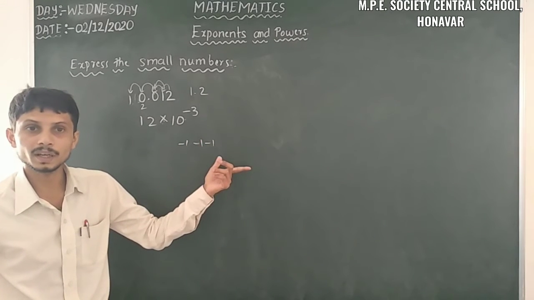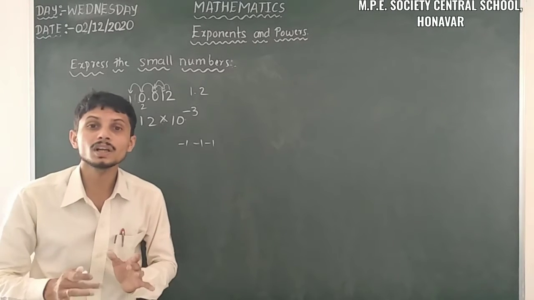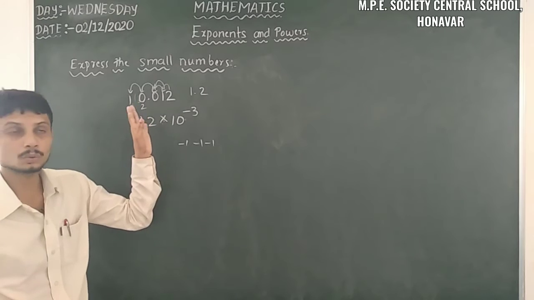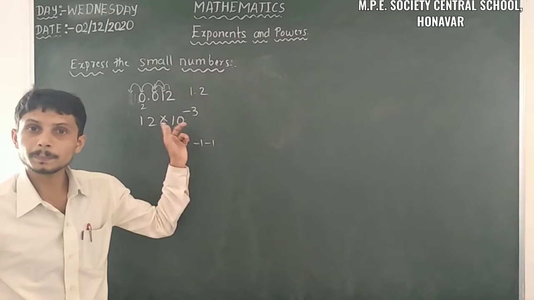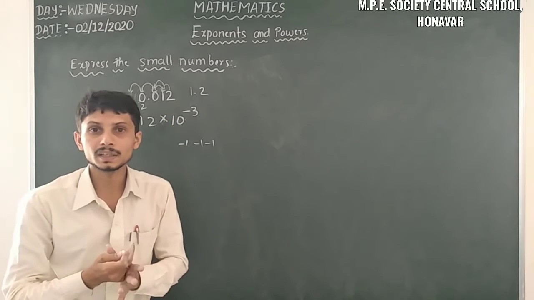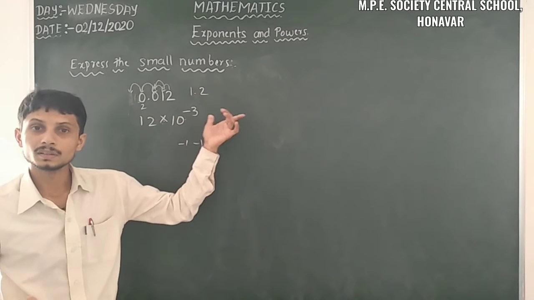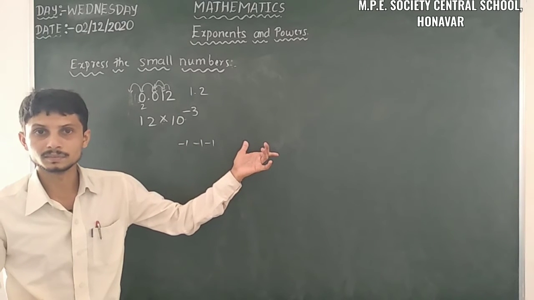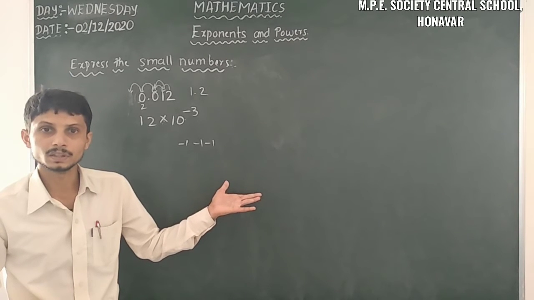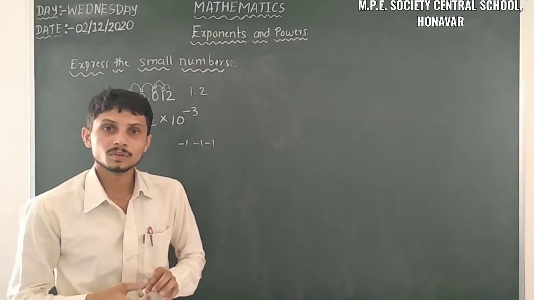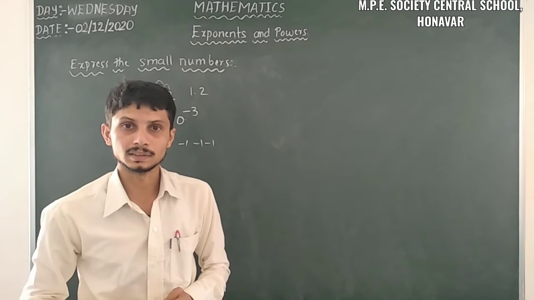So likewise we are taking exponents to express very small terms. Here it is 0.012. With the help of jumping we can express these things in the form of exponents. So let us take some problems based on these things.